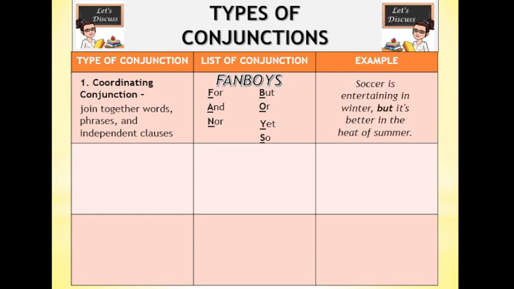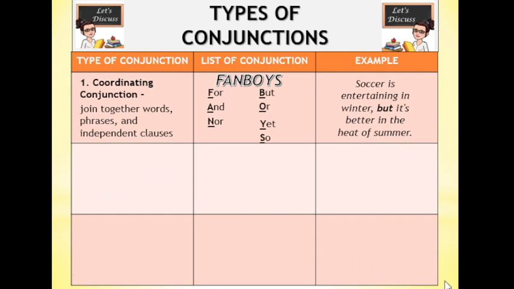Example: soccer is entertaining in winter, but it's better in the heat of summer. Since we use the word but, we know that this sentence has a contrasting idea. So, what is the contrasting idea? The contrasting ideas are winter and summer.